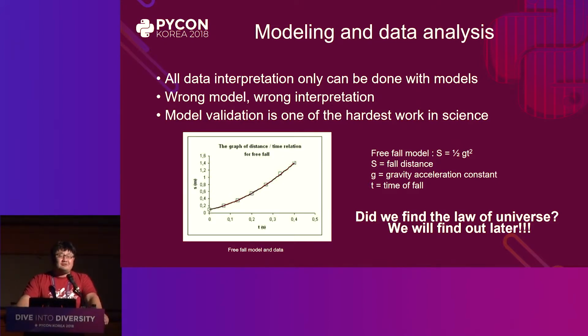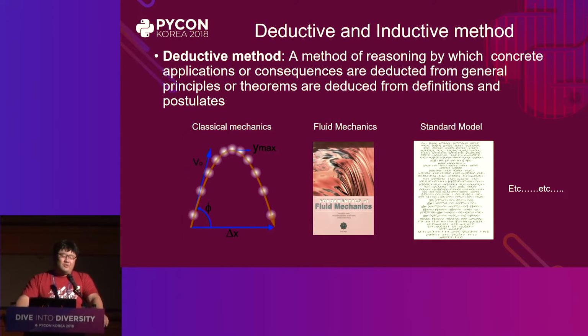So then, did we find out the law of the universe? Can we use it for every case? Obviously not. So we are going further. The most important and traditional scientific method is the deductive method. As we see, classical mechanics is one of the very well-known scientific models. However, we also have fluid mechanics or the Standard Model, etc., which is mathematically reasoned for every term.